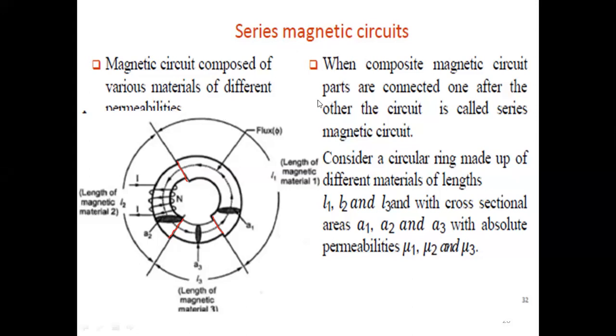Full point. Next line. When composite magnetic circuit parts are connected one after the other, the circuit is called a series magnetic circuit. Full point.